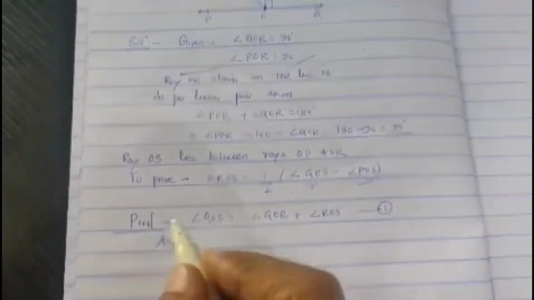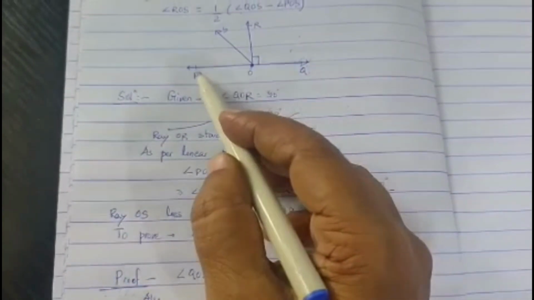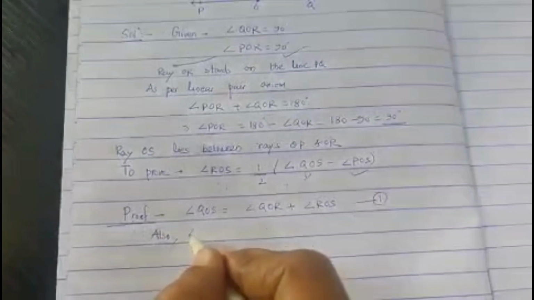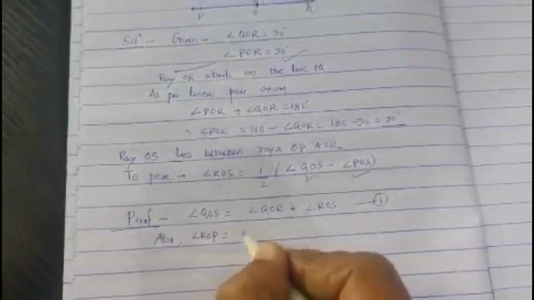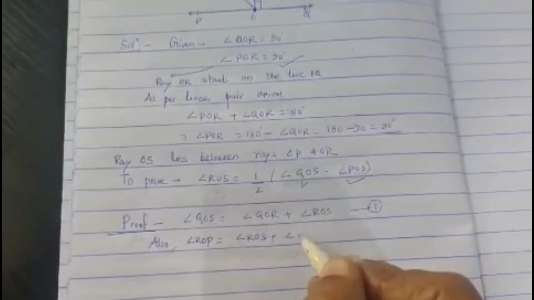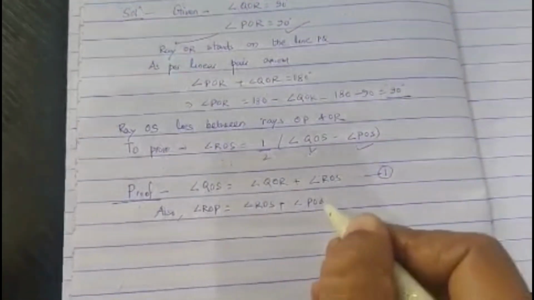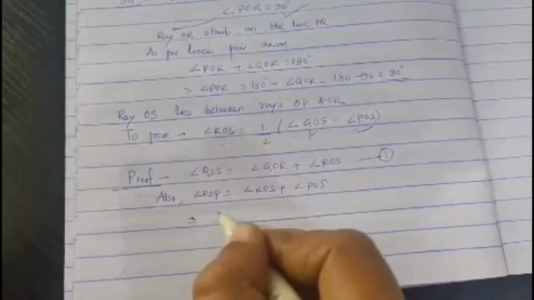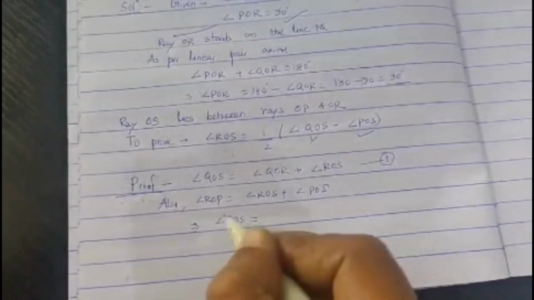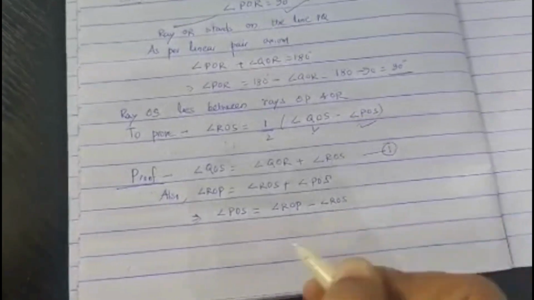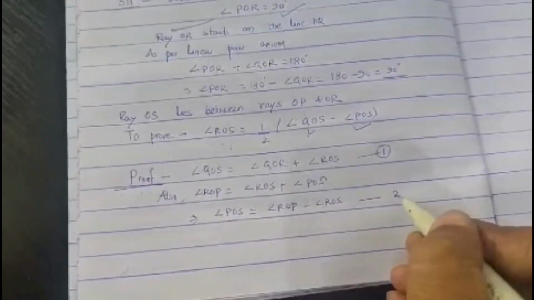Also, this POR equal to this plus this. We can write angle ROP equal to angle ROS plus angle SOP, or you can write POS. So this implies angle POS equal to how much? Angle ROP minus angle ROS. Okay. Now let us take this as equation 2.